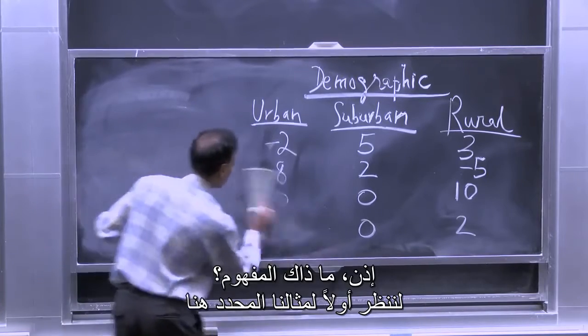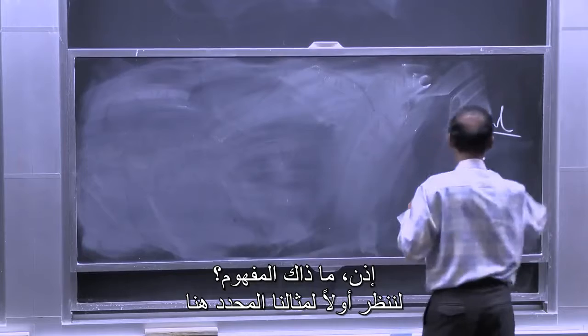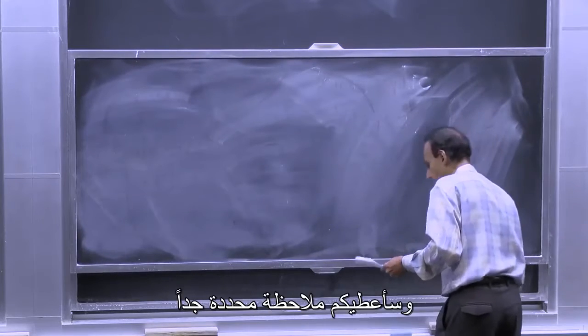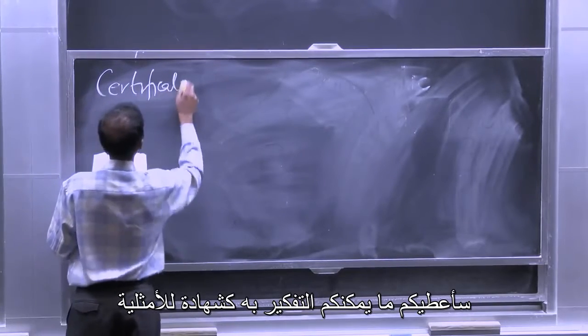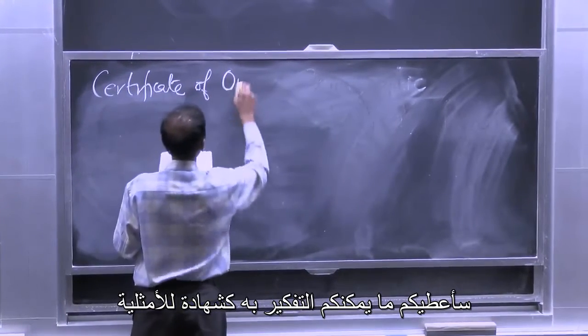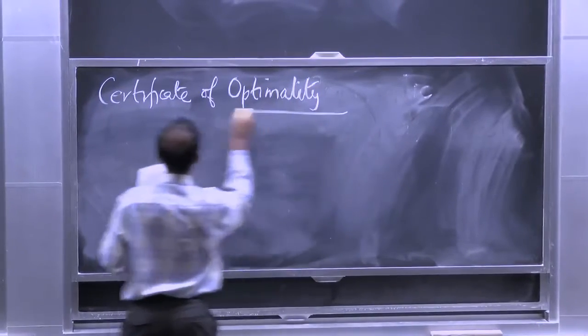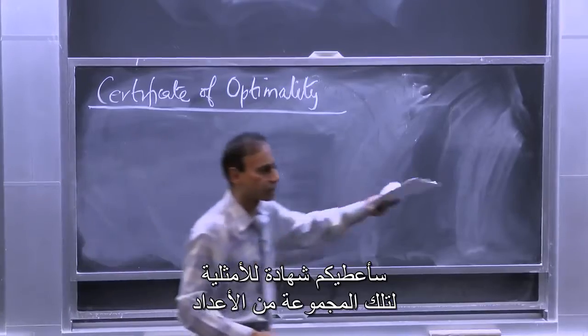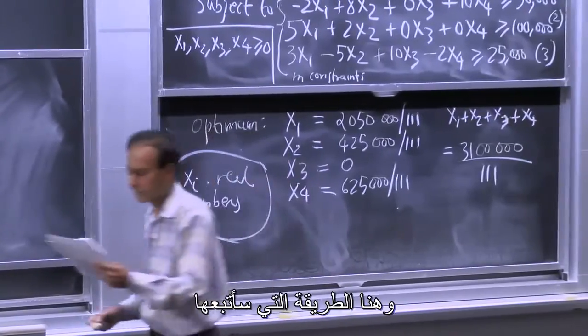So what is that? Well, let's first look at our specific example here, and I'll give you a very specific observation. I'm going to give you what you can think of as a certificate of optimality. I'm going to give you a certificate of optimality for that set of numbers. And here's how I'm going to do it.